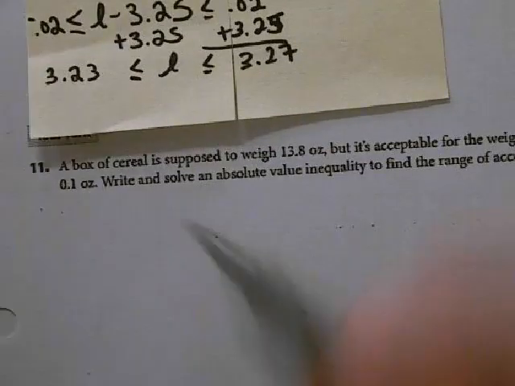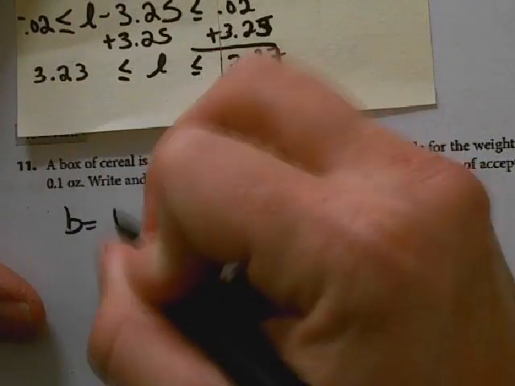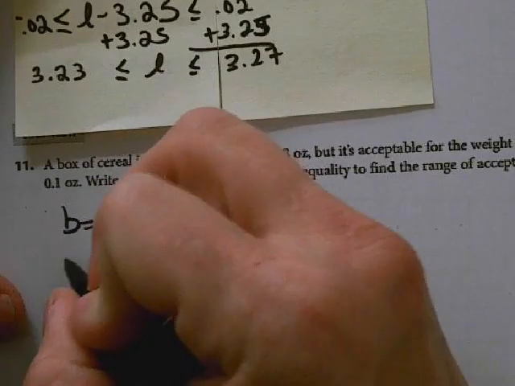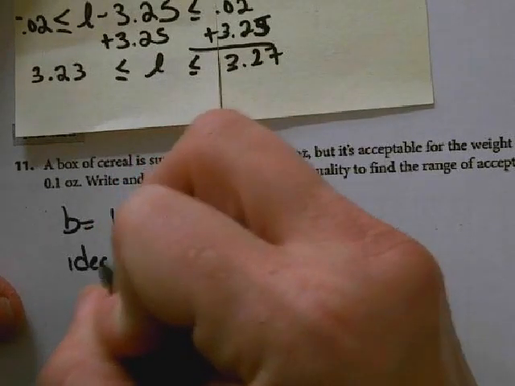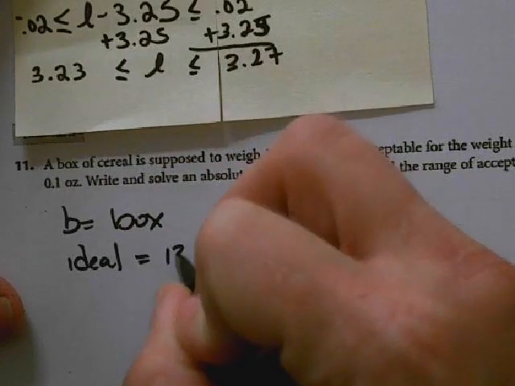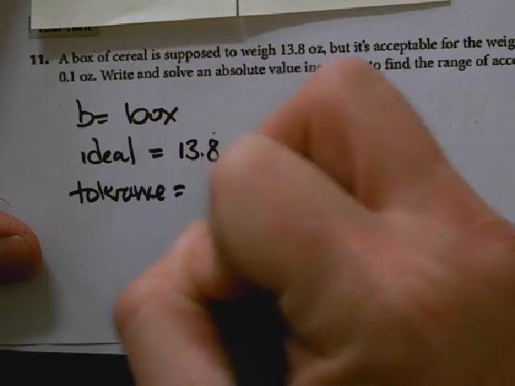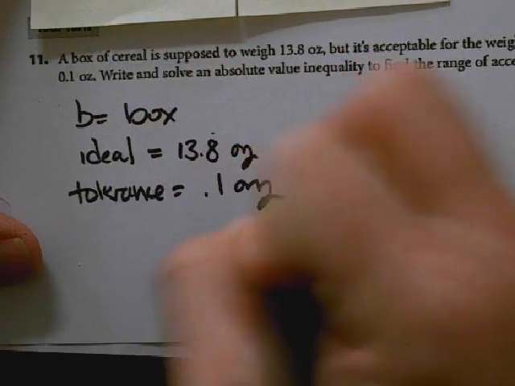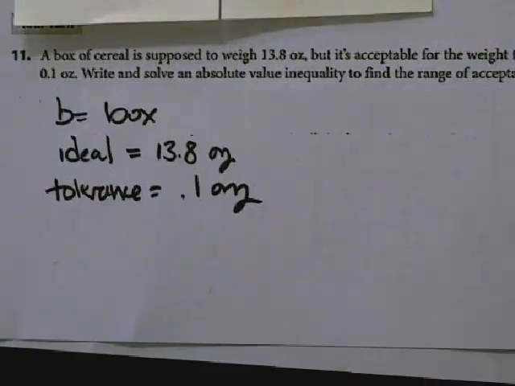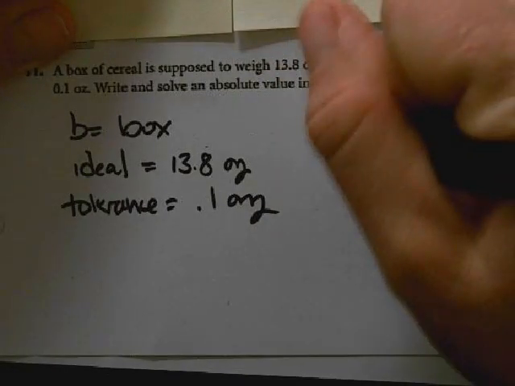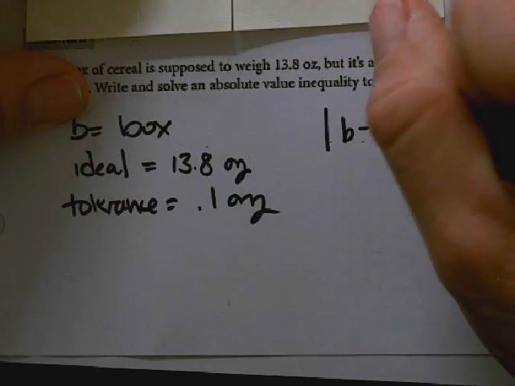Okay, so I'm gonna use B for box. I have the ideal weight as 13.8 ounces. And then the tolerance I have is 0.1 ounce. Okay? So in the bars, B minus 13.8.